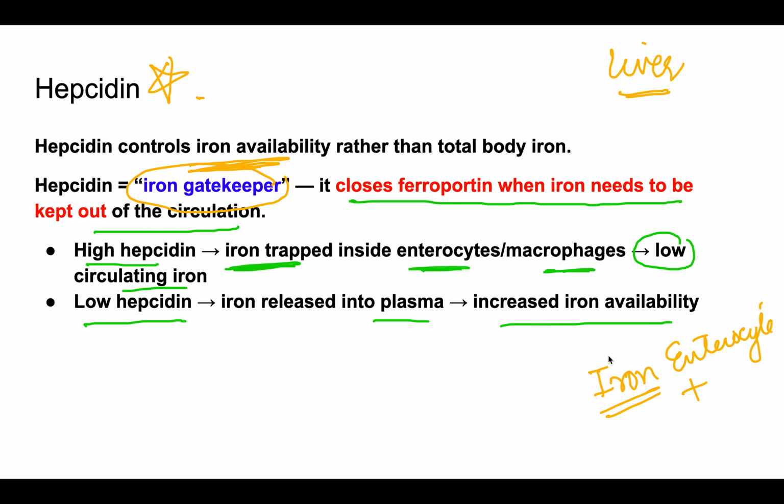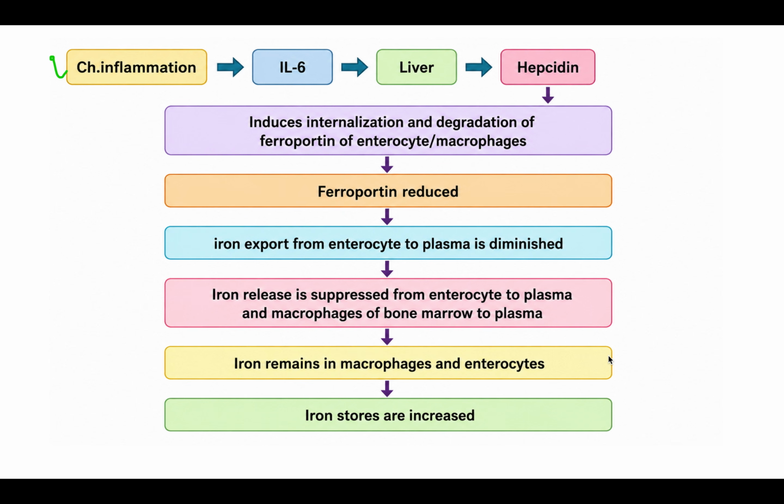Now hepcidin, apart from the physiological conditions, can get very high in anemia of chronic disorders. So if you have long term inflammation in the body, there also hepcidin gets affected. What happens if there is chronic inflammation? The patient has a chronic disease, like chronic tuberculosis or chronic rheumatoid arthritis. These chronic diseases secrete some interleukins which act upon the liver to release hepcidin.